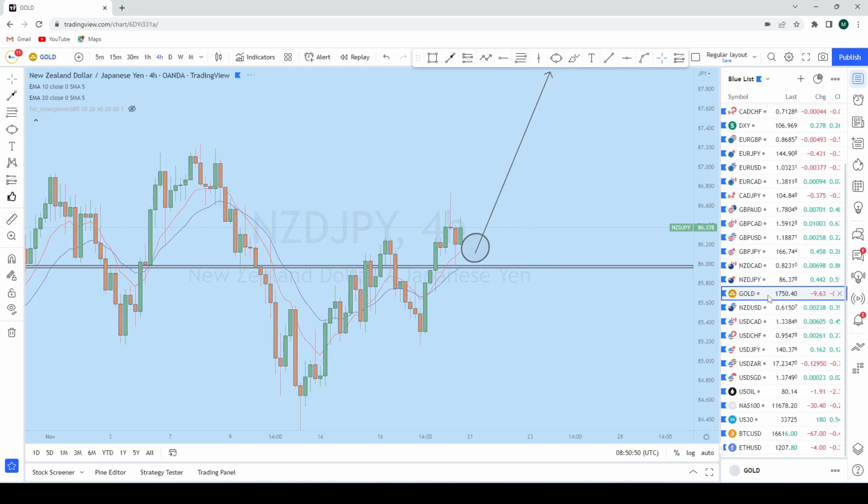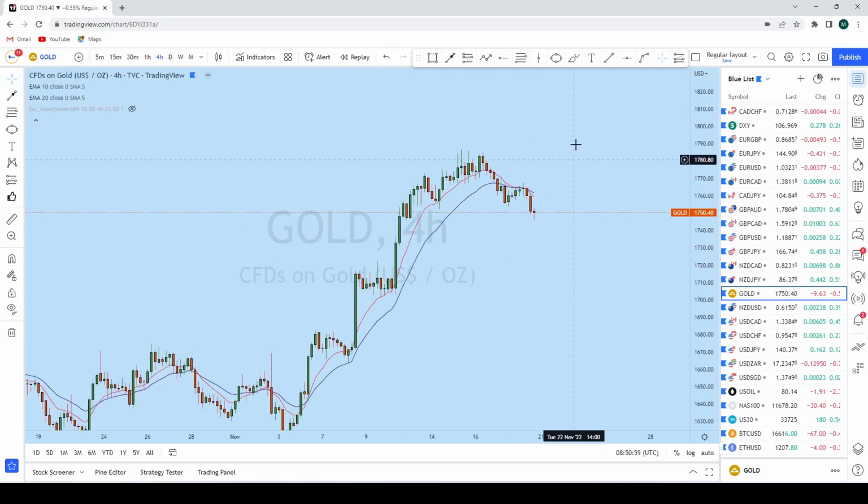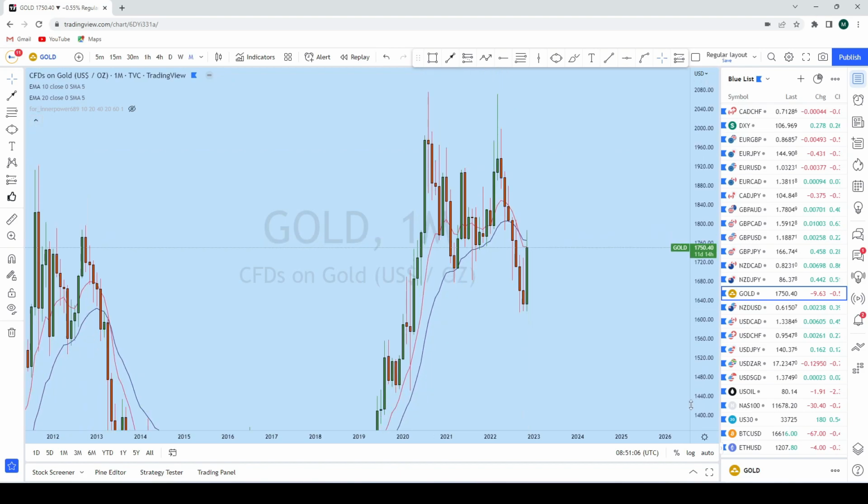Now let's look at gold. As you have seen, gold was incredible. This is exactly what I expected in all my analysis and in all my weekly forex forecasts. Gold was to create a bullish move, and it did. Now let's look at the monthly perspective.